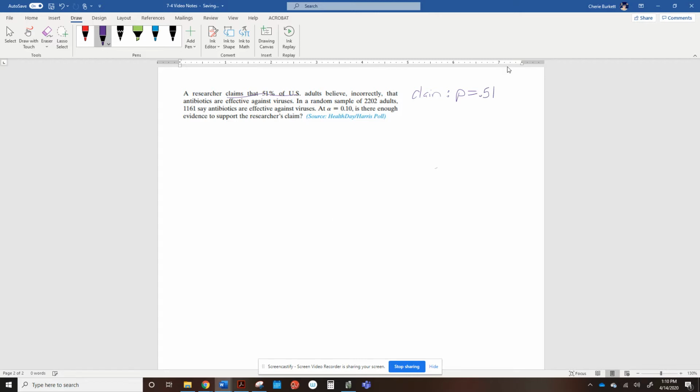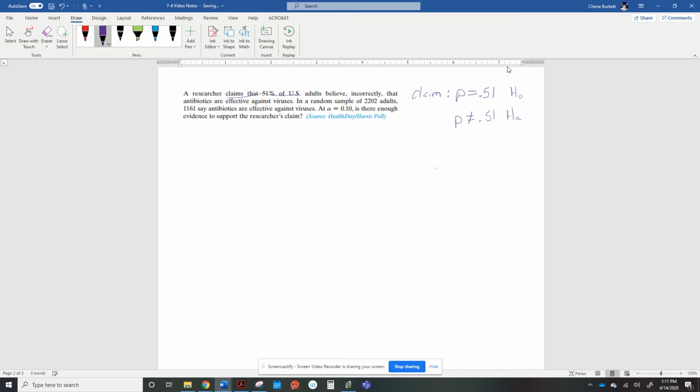Okay, since that's what they believe, that 51% of Americans believe incorrectly, it contains equality, so that is the null hypothesis. All right, the opposite of being 51% is not being 51%. That's not containing equality, so that's the alternative hypothesis.